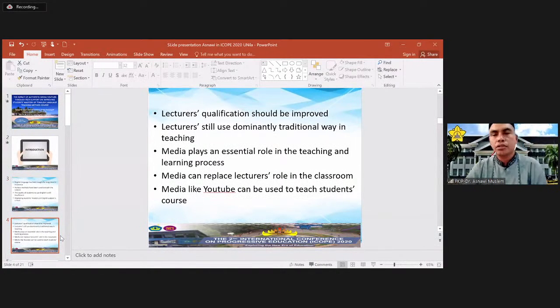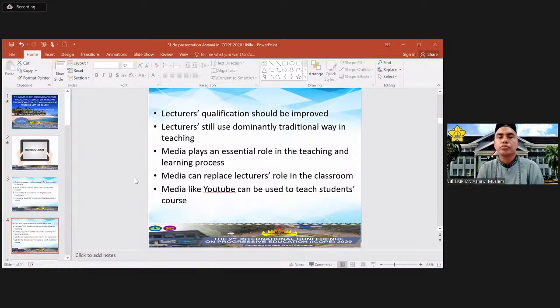Lecturers' qualification should also be improved so as to increase student quality. Lecturers still dominantly use the traditional way of teaching. So in this case, you try to use media as an essential role in the teaching and learning process. Media can replace teachers' role in the classroom. Media like YouTube can be used to teach the student course. So these are the background of our study that we have done.